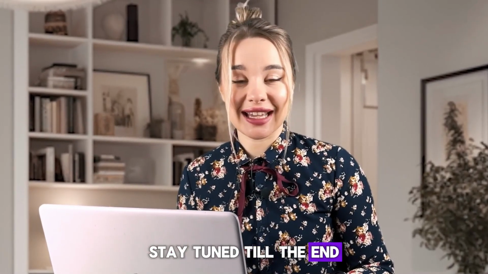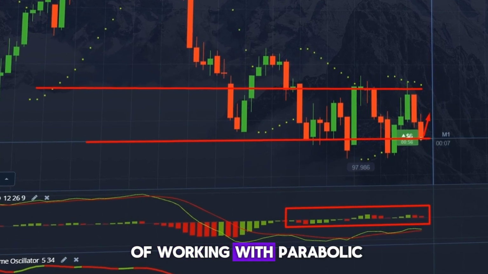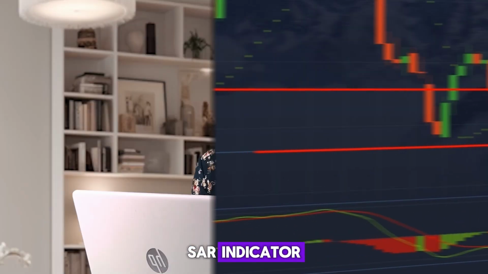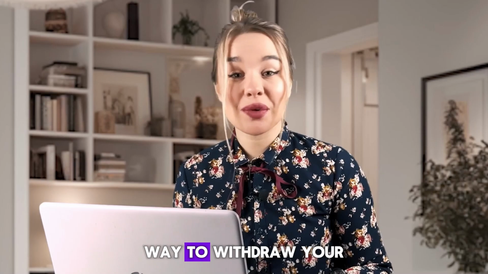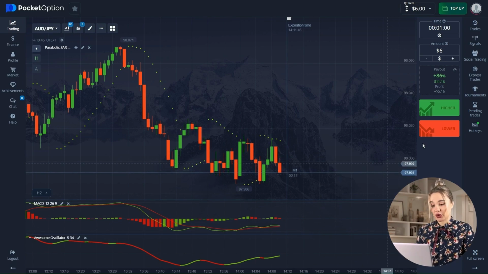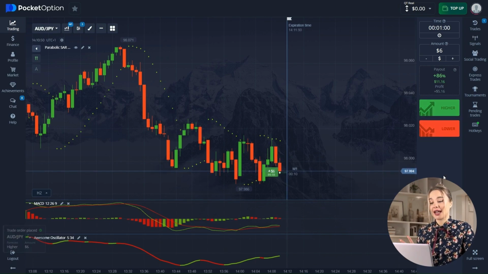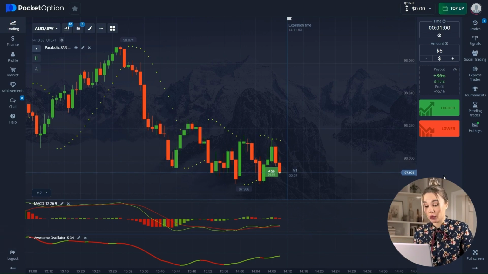Stay tuned till the end as we break down all the signals and the trickiest part of working with the parabolic SAR indicator. And I will also show you the easiest way to withdraw your money from Pocket Option. Let's get started. Friends, let's get started. I'm opening my first trade on the rise today. We're boosting the deposit today, trading on everything, and as per tradition, going over the trades we've made.